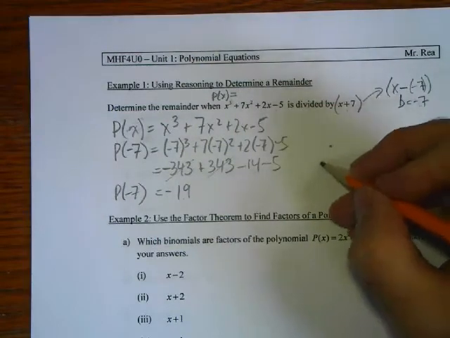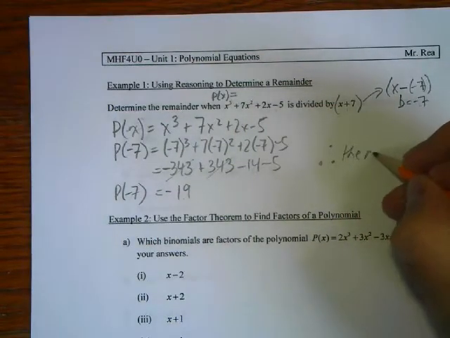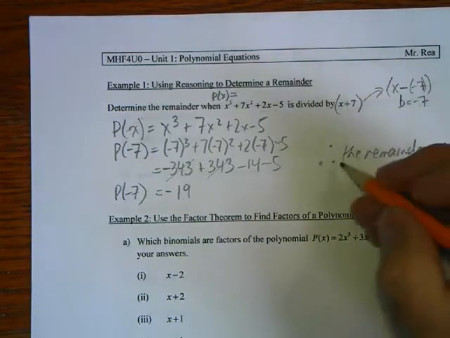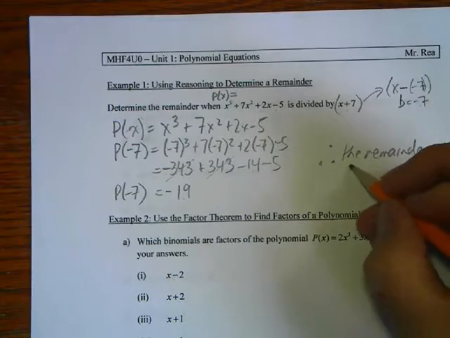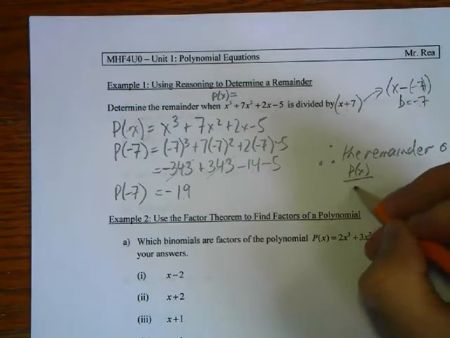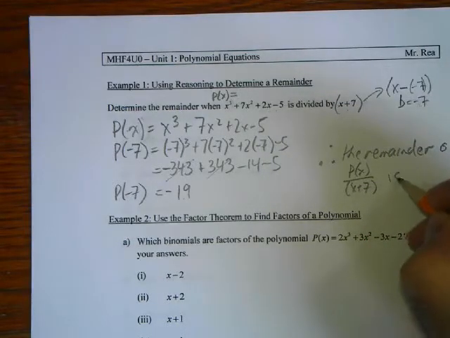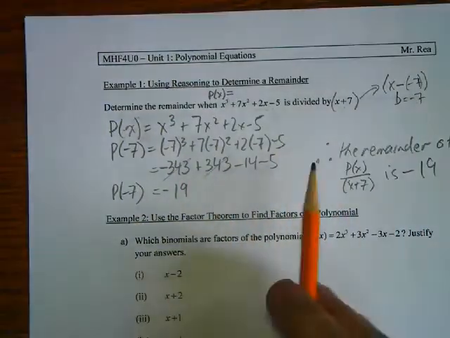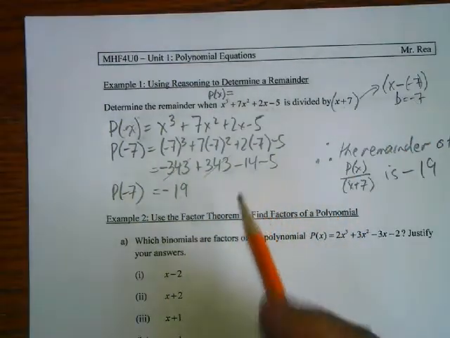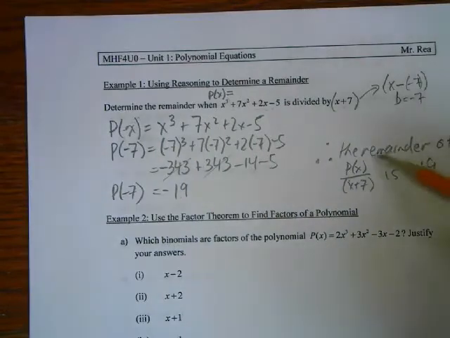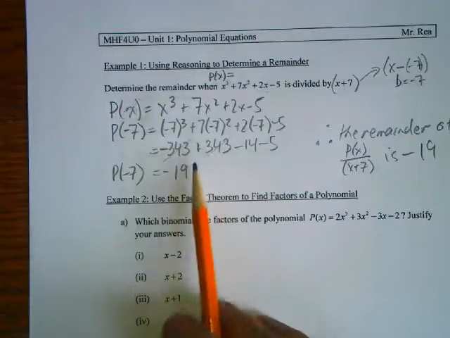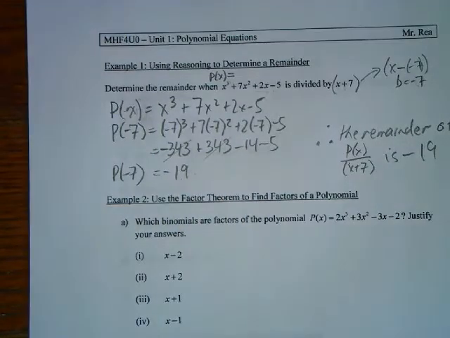So therefore, the remainder, just to make this official, of p of x divided by x plus 7 is negative 19. And you notice when you use the remainder theorem, you don't get the quotient, the result of the division. All we're getting is the remainder. But it does save some time because then we don't actually have to do the division.